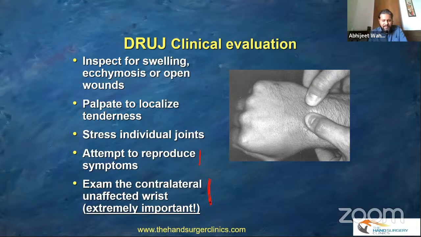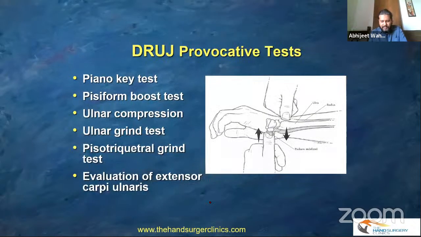So a lot of times people may have constitutional laxity, and we should not think of one wrist that is painful because of some other reason to be a TFCC injury when laxity is a reason for the instability pattern. There are certain provocative tests that have been described in literature. These involve the piano key test, the pisiform boost test, the ulnar compression test, the ulnar grind test, the pisotriquetral grind test, the DRUJ ballottement test, the lift-off and the compression test, and evaluation of the extensor carpi ulnaris.